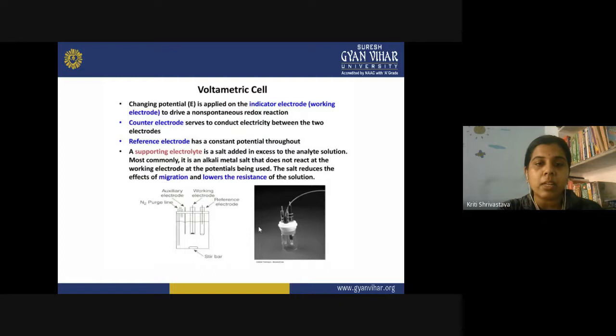This is a typical voltammetric cell. This is the actual image, and this is the schematic representation. So this is the voltammetric cell. We have three electrodes. This one is the auxiliary electrode. Then at the center we have a working electrode, and finally we have a reference electrode. Generally, the experiments are done in the presence of inert nitrogen, and inside the cell we have our analyte solution.